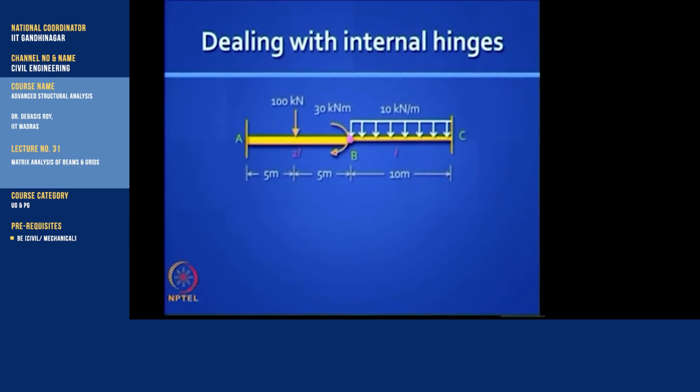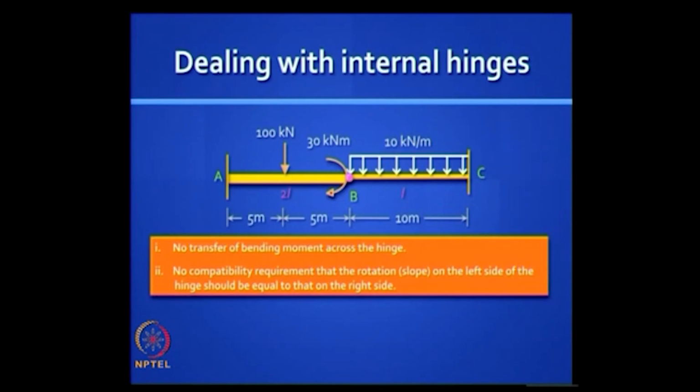So if you notice there are 2 characteristics about an internal hinge. First is no transfer of bending moment is allowed across the hinge, any internal hinge. The second is you have this problem of rotational compatibility which we just discussed, okay. The 2 rotations on either side of that hinge will not be equal to each other, agreed?